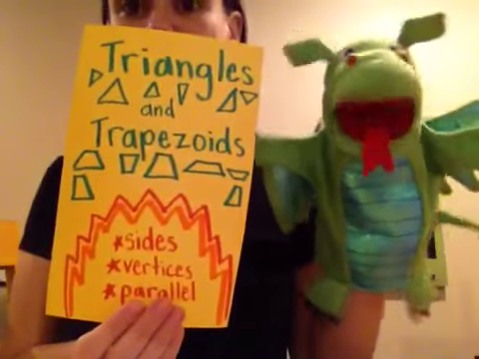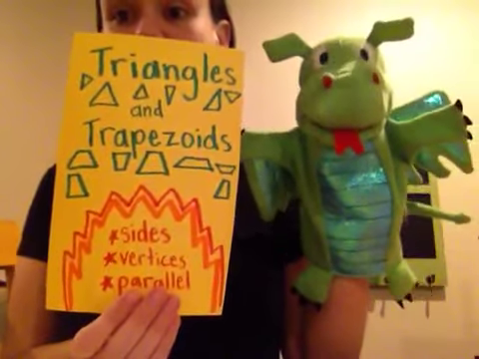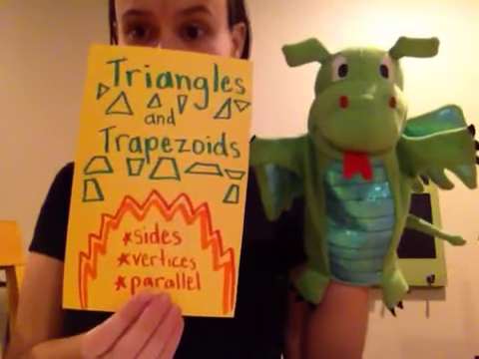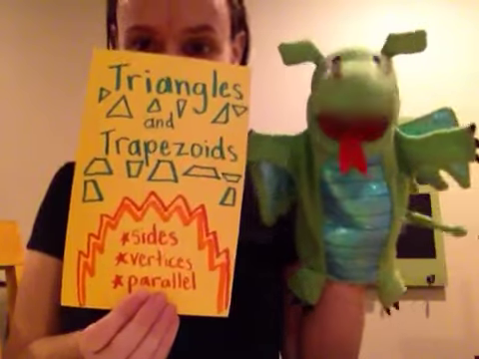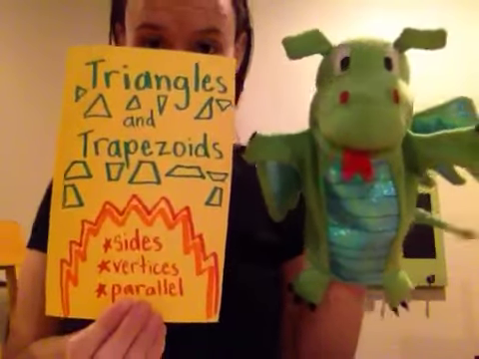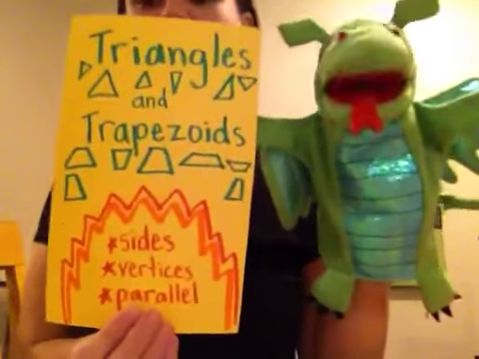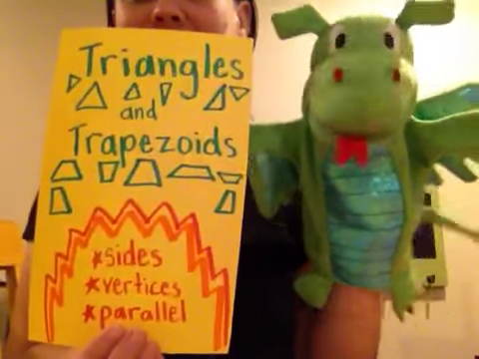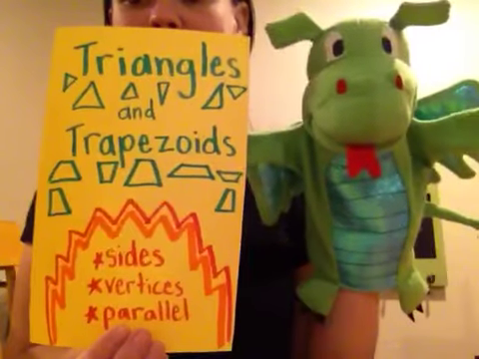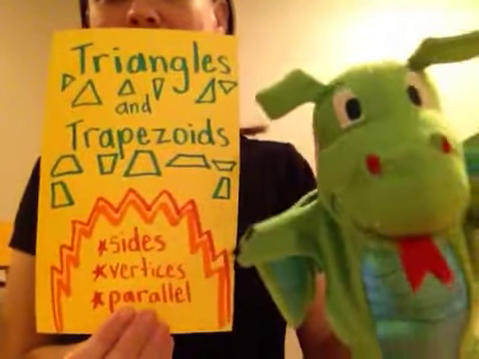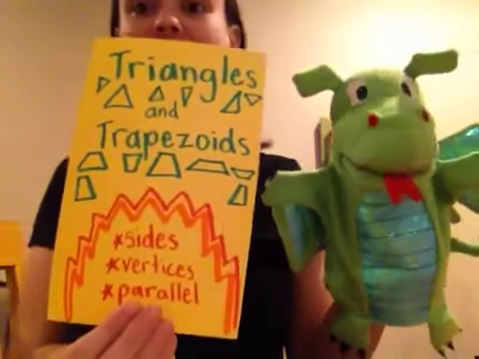Lastly, we learned about triangles and trapezoids. How many sides does a triangle have? How many vertices does a triangle have? Did you say 3? Good job. How many sides and vertices do trapezoids have? This is tricky. You can count them. There are 4. Very good.